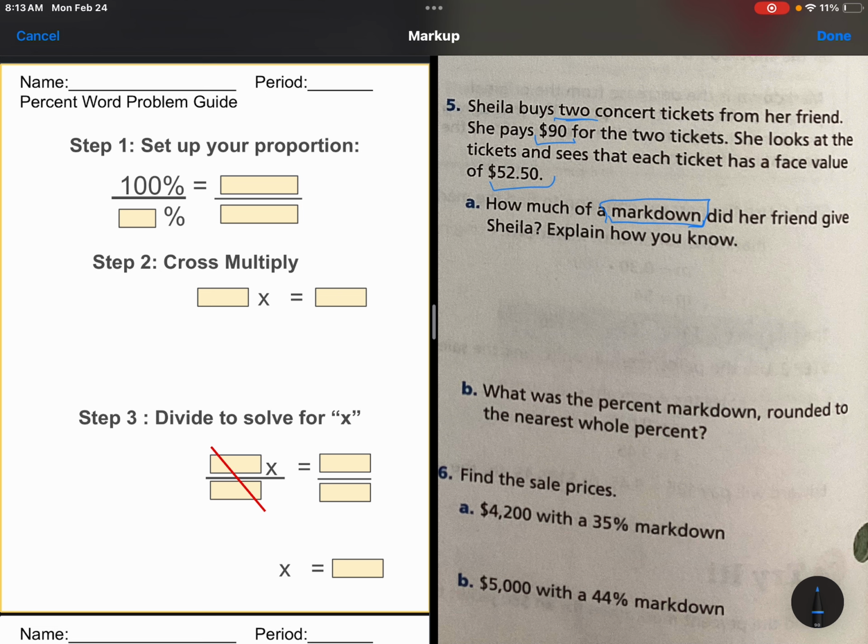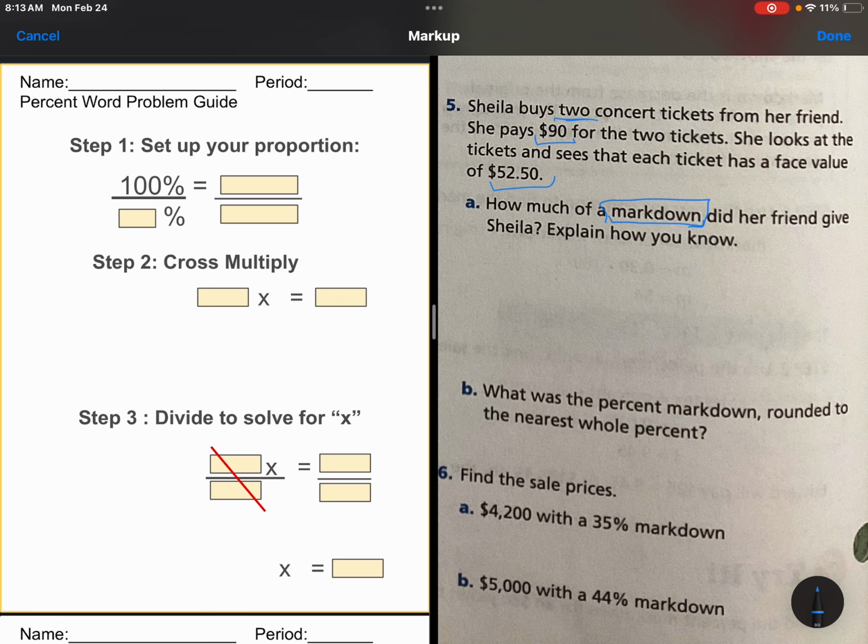Question A. How much of a markdown did her friend give Sheila? Explain how you know. So we're going to find out about that markdown. First of all, how many dollars did the friend discount from each ticket?